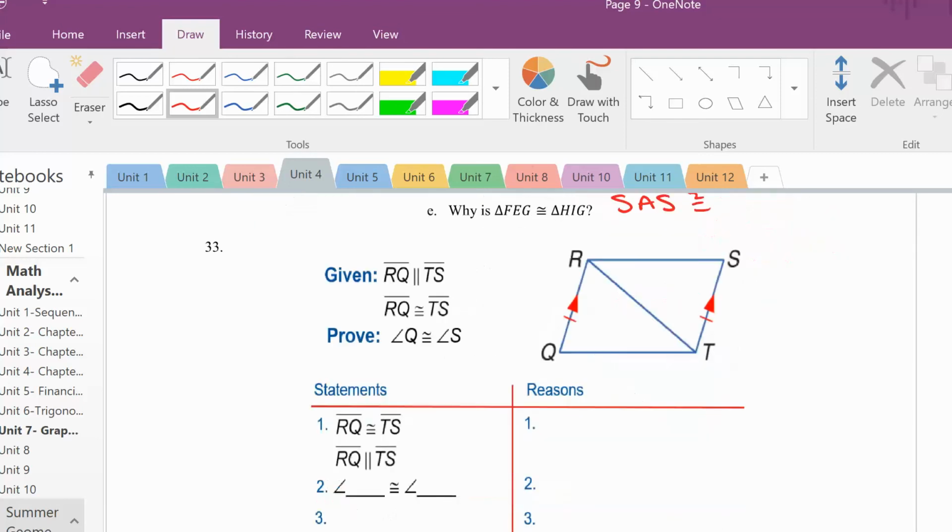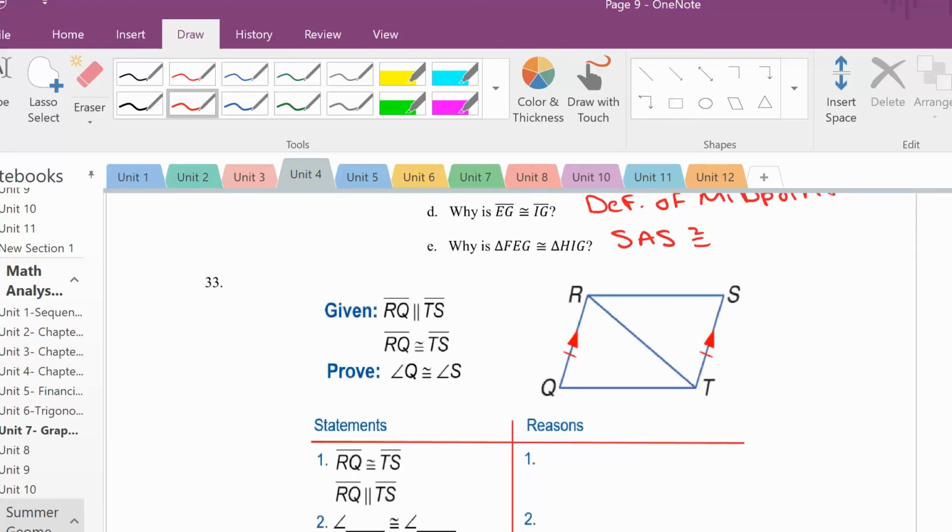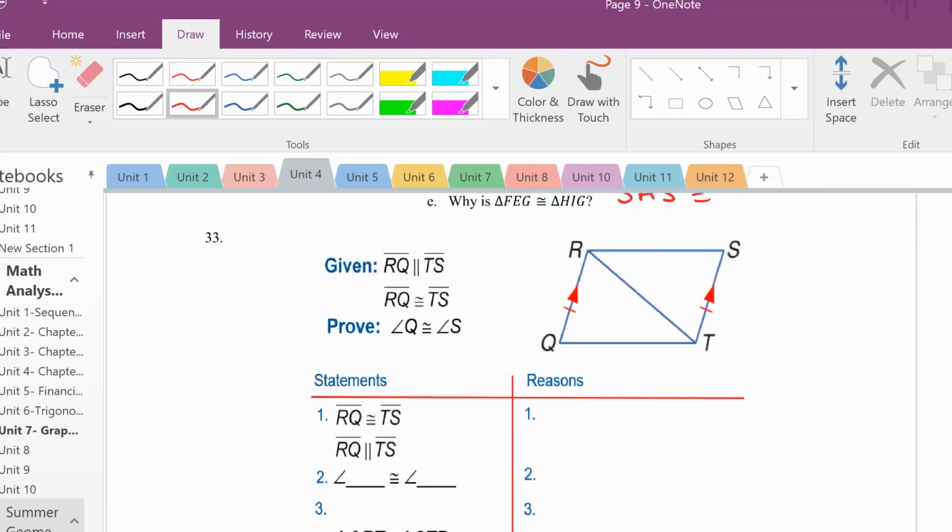All right, let's look at another proof. This one is in a quadrilateral. It says that RQ is parallel to TS. That's what the arrows mean, is parallel. And then RQ is congruent to TS. So those two things are given to you.